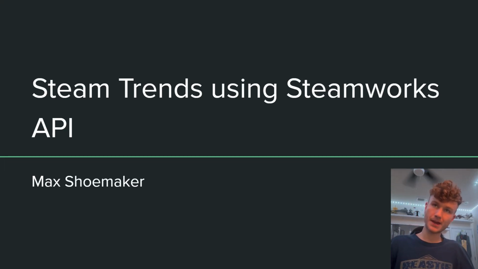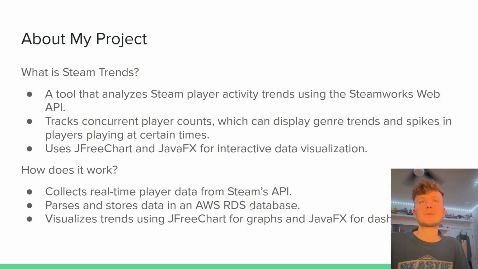This is my final project called Steam Trends, and I am using the Steamworks API. You might be asking, what is Steam Trends? It is a tool that analyzes Steam player activity trends using the Steamworks web API. It tracks concurrent player counts, which can display genre trends and spikes in players playing a certain game at certain times, and it uses JFreeChart and JavaFX for interactive data visualization.